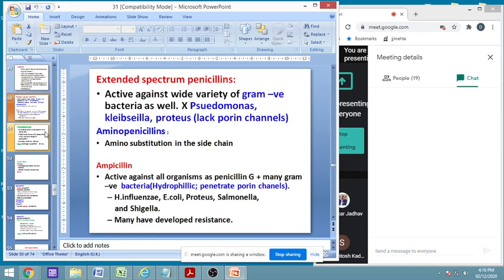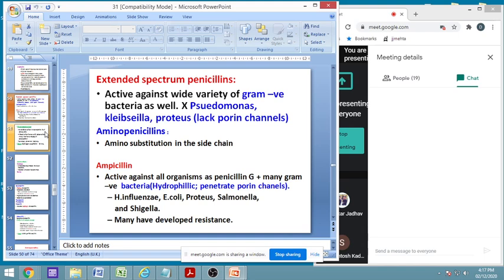Extended spectrum penicillins, examples of these we have seen, have an amino substitution in the side chain. So ampicillin, amoxicillin, etc. are active against a variety of gram-negative bacteria. Some are active against Pseudomonas, Klebsiella, Proteus, which are lacking porin channels. They are active against all organisms wherever penicillin G is active. But one very important thing, as we have already discussed, penicillin G is the most active against gram-positive bacteria. If we compare on a dose to dose basis in susceptible species, penicillin G is the most active.